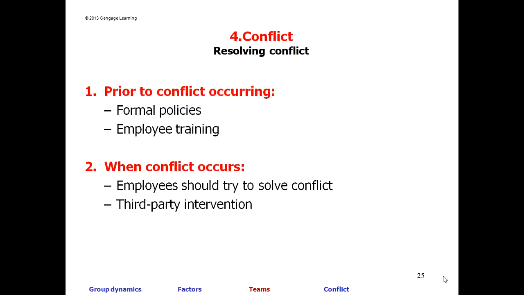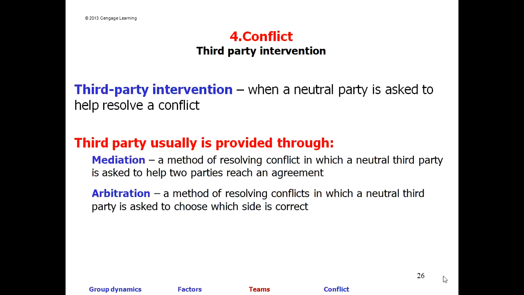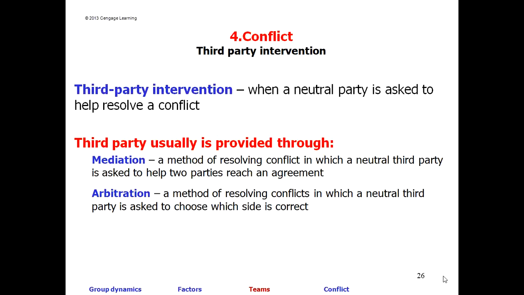Now, prior to conflict occurring: formal policies, employee training. When conflict occurs, employees should try to solve conflicts, third party intervention. These are something you can just read and understand. So I come to the end of this chapter.